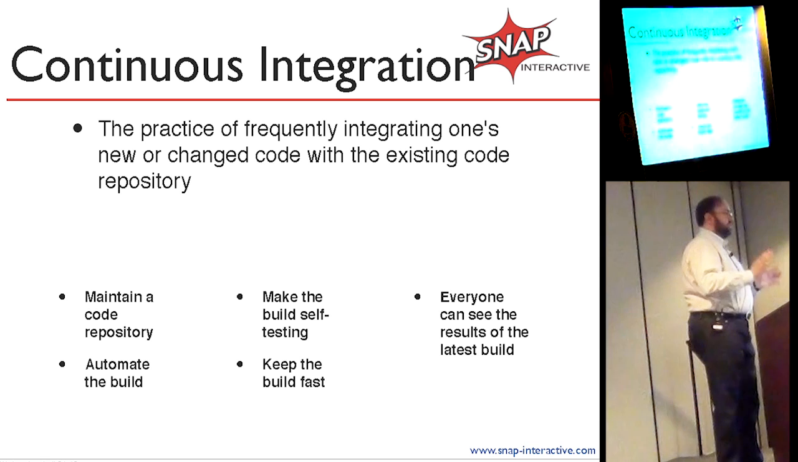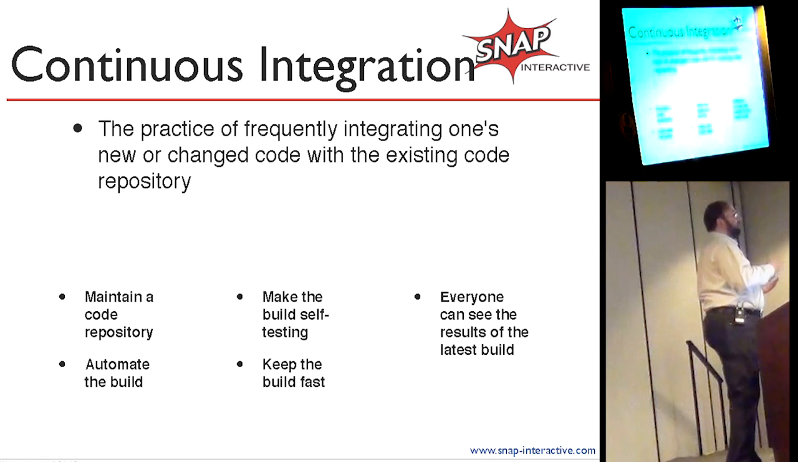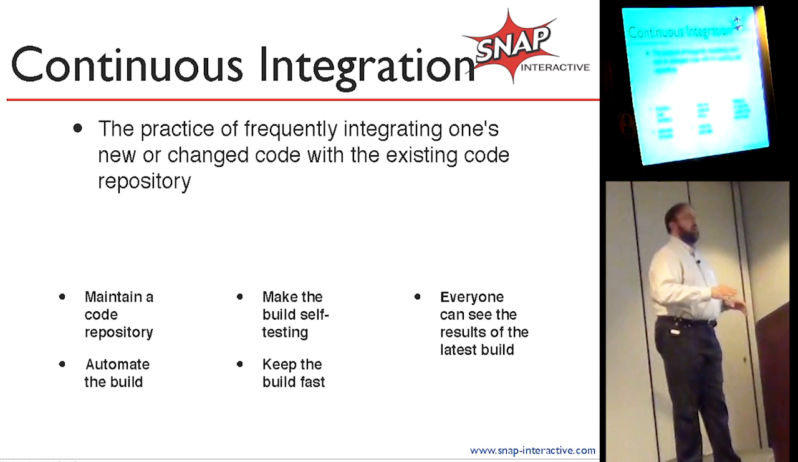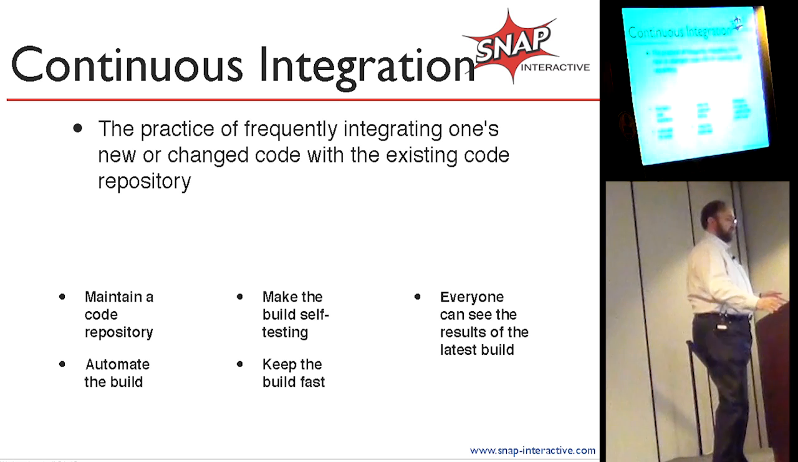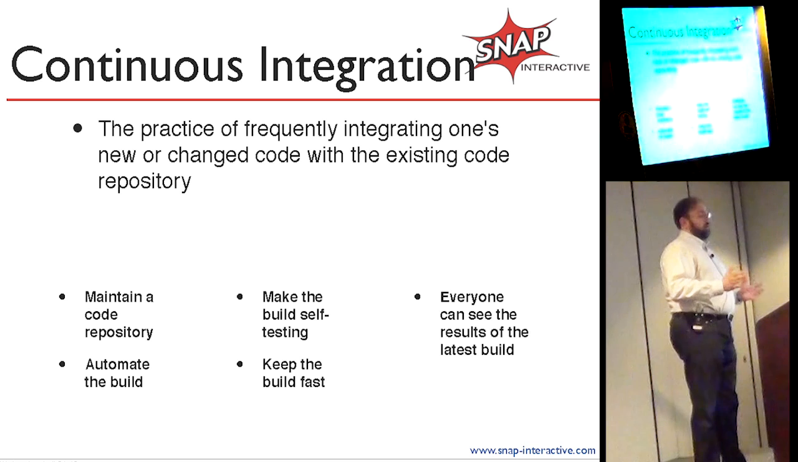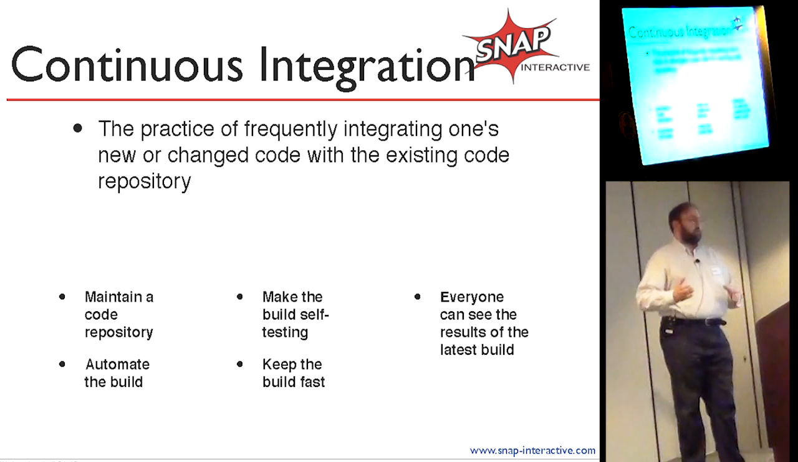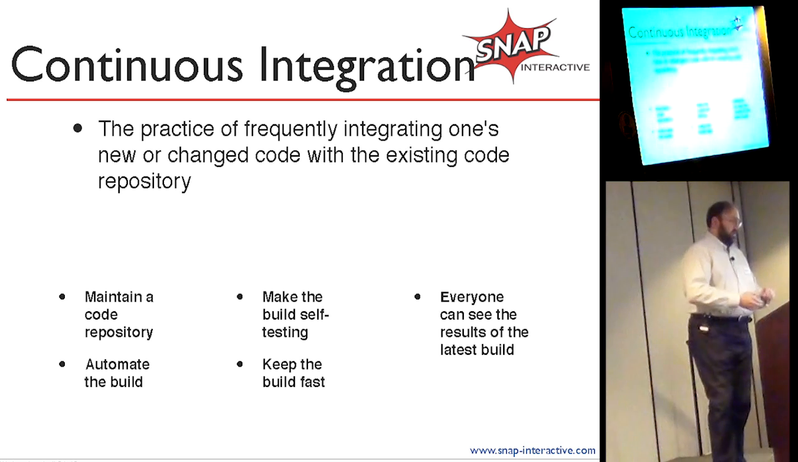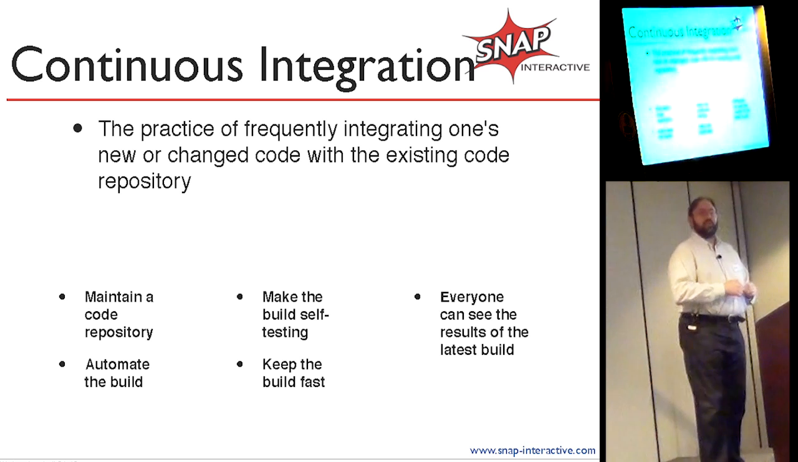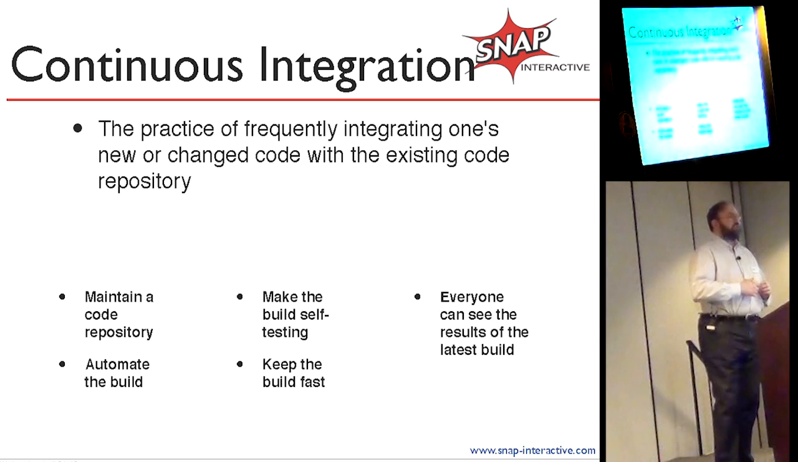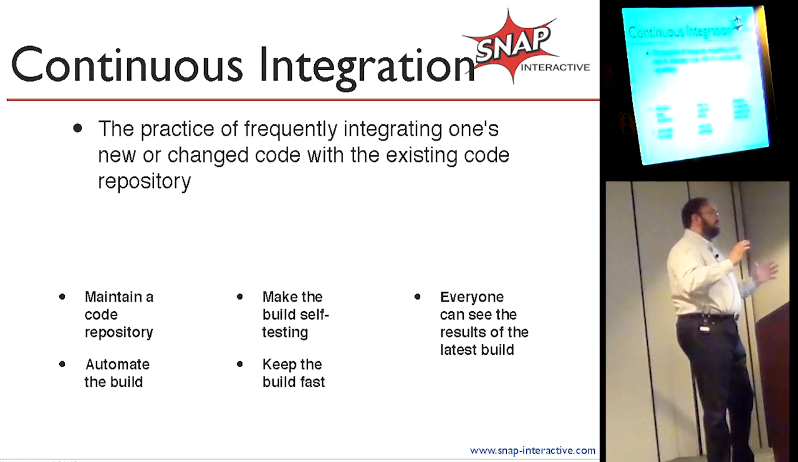So, continuous integration. Who knows what continuous integration is? We've heard a couple people mention it, especially Paul's talk just now. Not everyone. Okay, so it's the practice of frequently integrating one's new or changed code with the existing code repository. We've got a couple of major elements. One, maintaining a code repository. Automating the build, making the build self-tested, keeping the build fast, and the fact that everyone can see the build. I'm pretty sure I grabbed this from the Wikipedia definition because I thought that might be a nice, easy medium point.